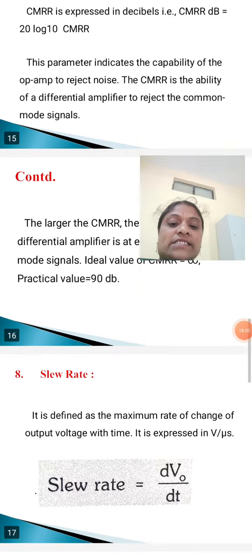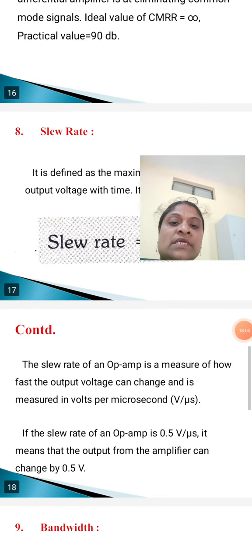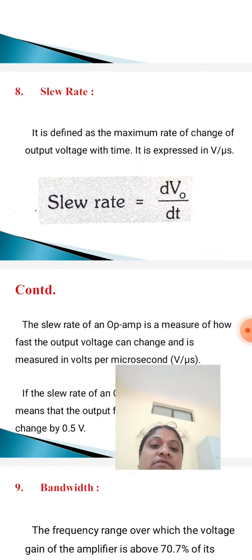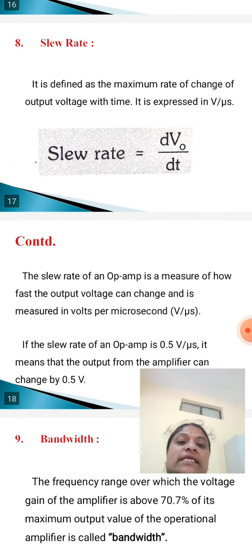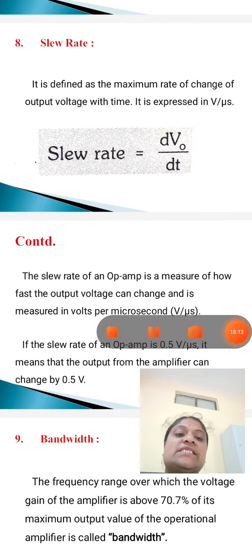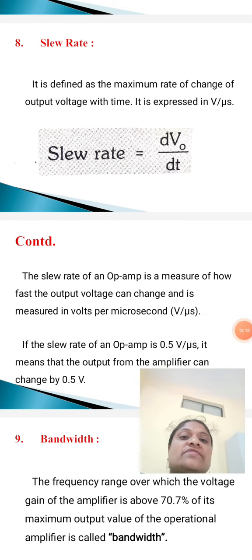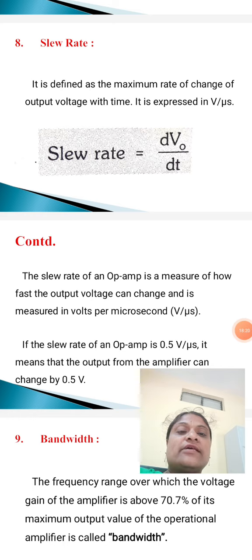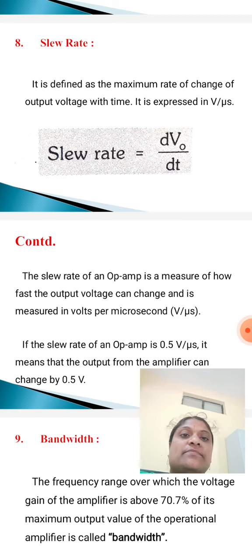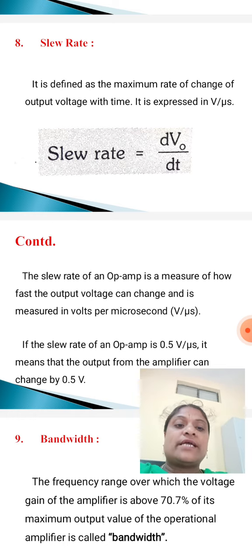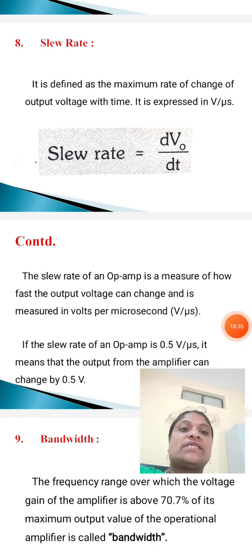And next, slew rate. The next important specification of IC 741 op-amp is nothing but slew rate. What is the definition of slew rate? It is defined as the maximum rate of change of, rate of change meaning d by dt, the maximum rate of change of output voltage with time. It is expressed in volts per microseconds. The unit of slew rate is nothing but volts per microseconds.